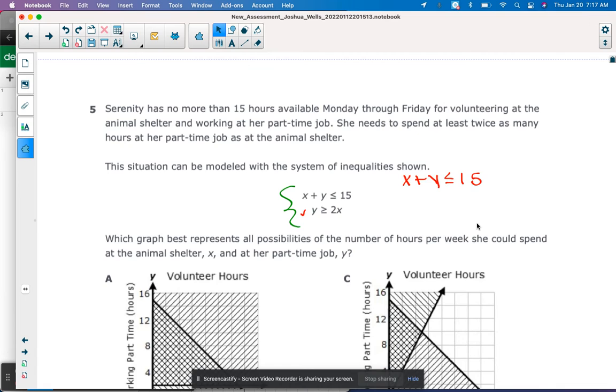So the first thing we have to do, and only thing we have to do, is just move and subtract your x from both sides. So y is less than or equal to 15 minus x. And the inequality symbol lets me know that it's going to be a solid line shaded below. And the second equation is greater than, so this one should be shaded above.